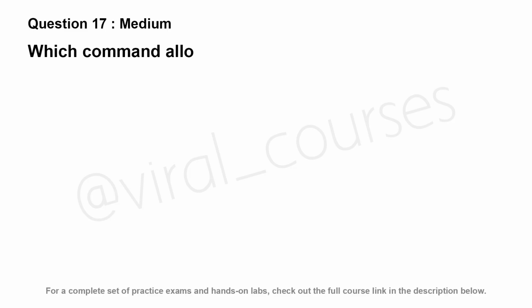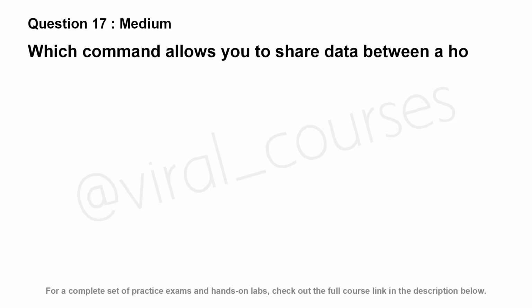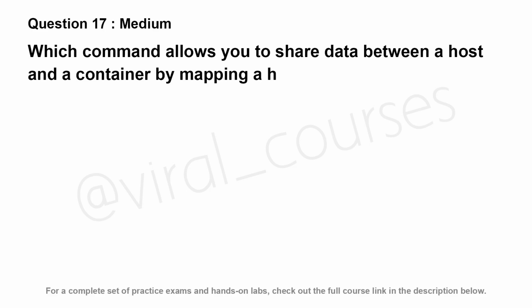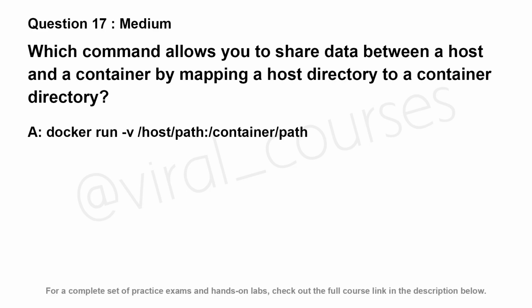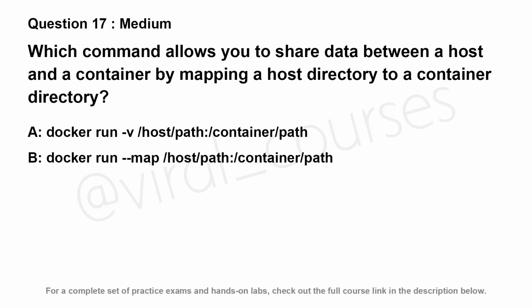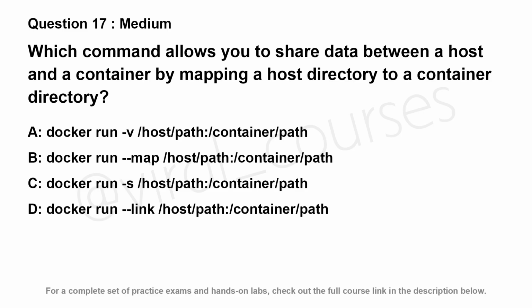Which command allows you to share data between a host and a container by mapping a host directory to a container directory? Option A. docker run -v host_path:container_path. Option B. docker run --map host_path container_path. Option C. docker run -s host_path container_path. Option D. docker run --link host_path container_path.